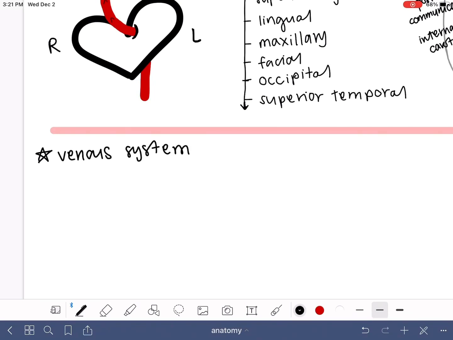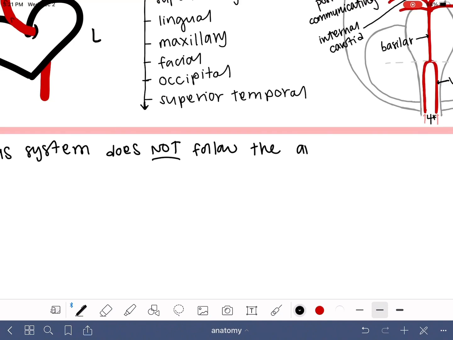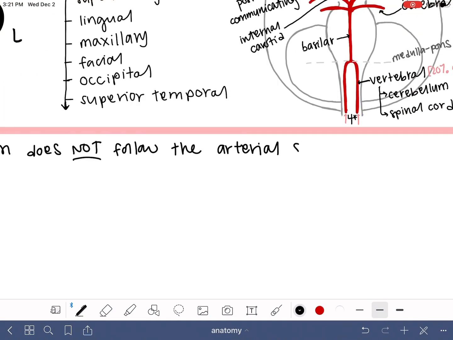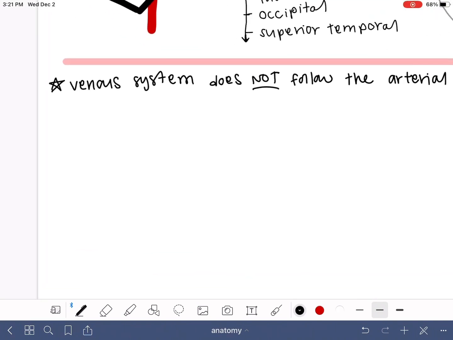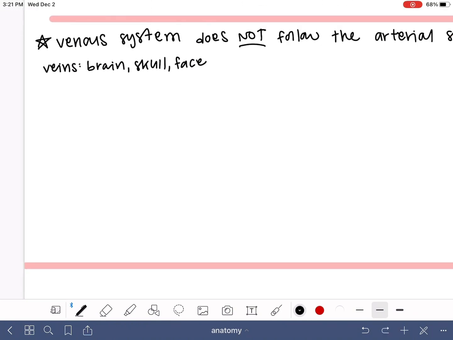So let's move on to the venous system, or the drainage system. And kind of interesting about the head and neck is that this does not follow the arterial system. That's important to remember because that's unusual in the human body. So there's veins that come from our brain and our skull and our face. There's a bunch of them.